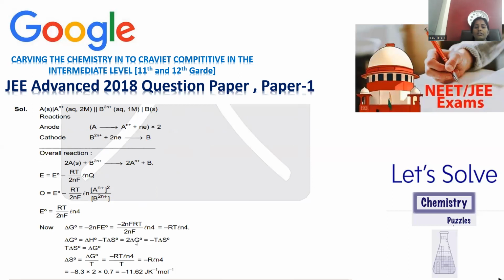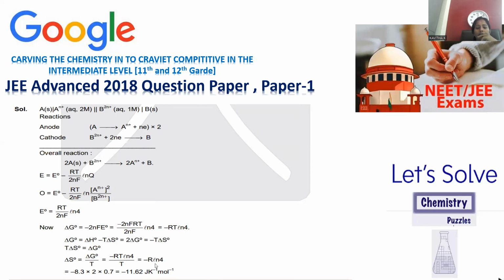Whatever delta G naught is, the delta H naught will be twice. So whatever they said will be mentioned in the quantified value. Delta H naught is equal to twice delta G naught, right? So twice delta G naught minus T delta S. Okay. Now, T delta S is equal to delta G naught. Then delta S is equal to delta G naught by T. Delta G naught value is known to you, that is minus RT ln 4, divided by T. T remains the same. If you observe clearly, temperature in the numerator and denominator cancel out. The leftover thing is minus R ln 4.